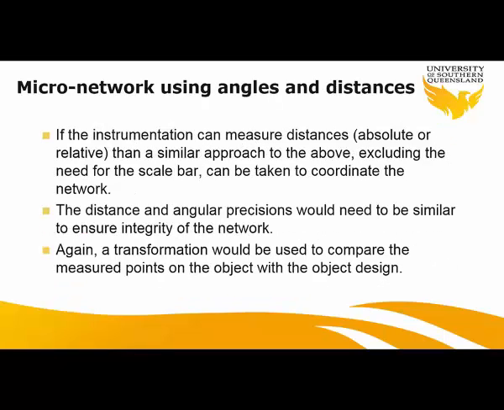The last one is the micro network using angle and distance. In this example, we assume that we are using an instrument that can measure the distance for us, like a robotic total station.